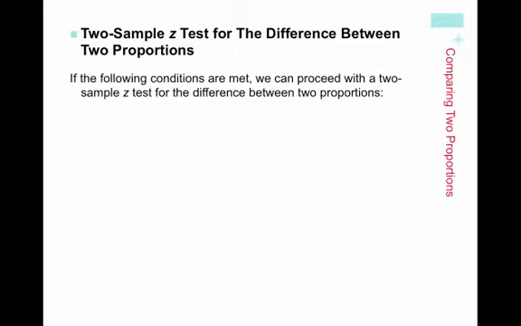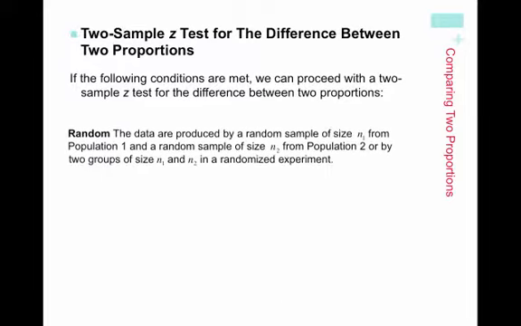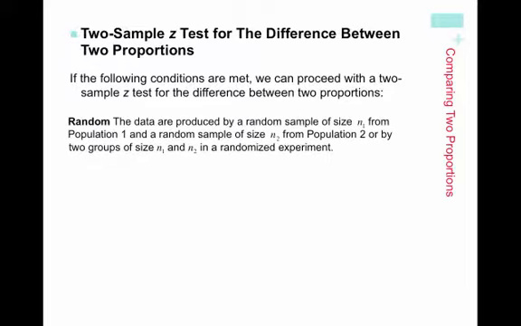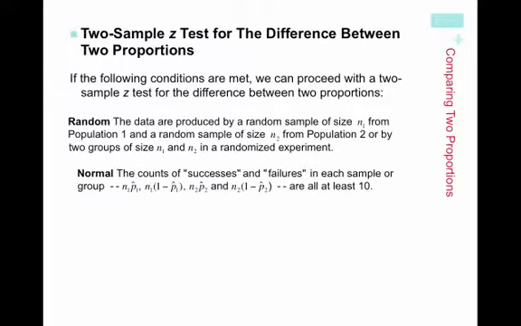So if the following conditions are met, we can proceed with a two-sample z-test for the difference between the two proportions. Random: if our data is random, so we have a sample size of n1 and a sample size of n2, and those were generated randomly, we're good to go. Normal: if the counts of successes and failures in each sample group are at least 10, that is n1 p-hat 1, n1 times 1 minus p-hat 1, and the same for the second, those at least 10, we have the normal condition met.